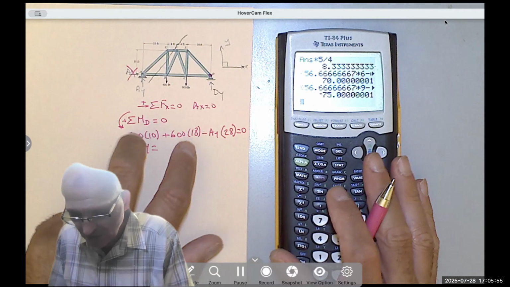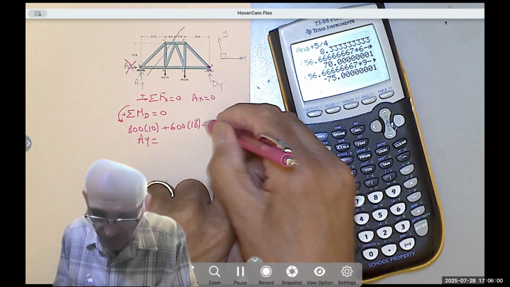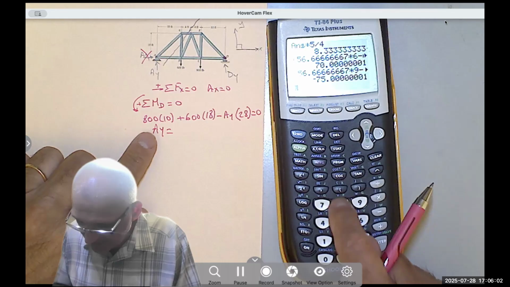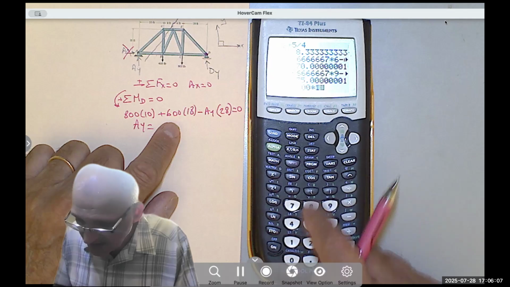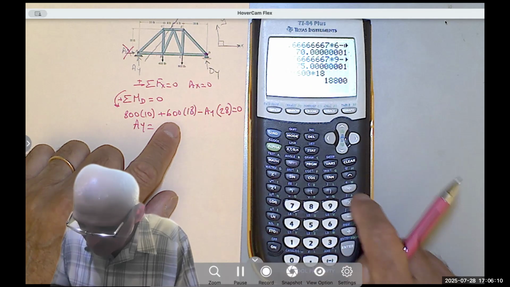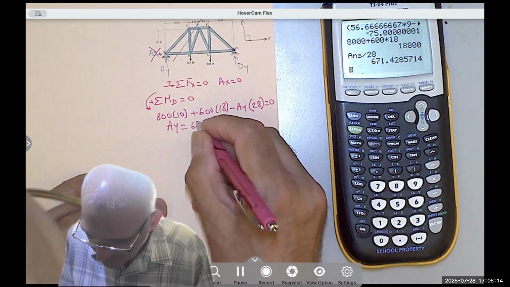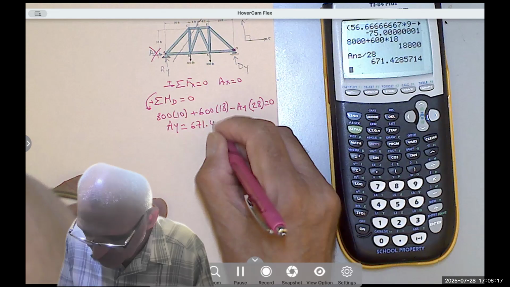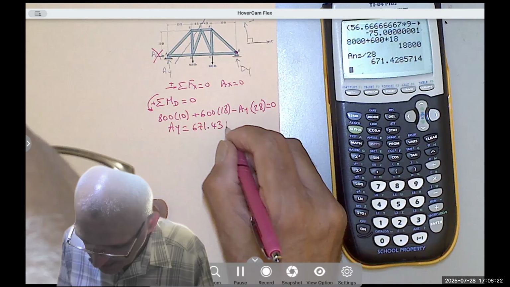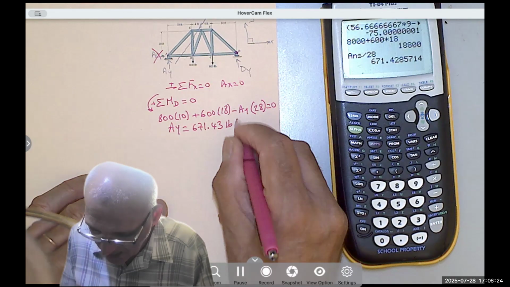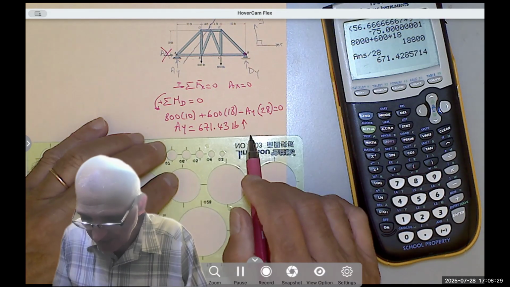So I'm going to add these two and divide them by 28, because I can delete the 0 and say this equals that. So 8,000, which is the 800 times 10, plus 600 times 18, divided by 28 is 671.429 pounds going up. 671 and 3/7.